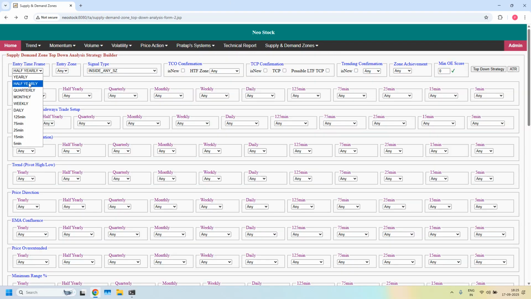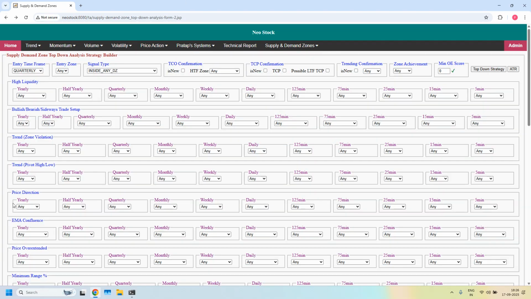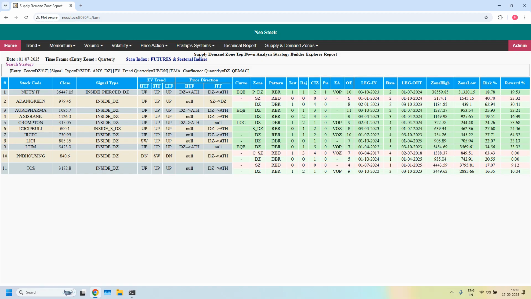Next time frame, quarterly. Stocks near quarterly demand zone, no stocks. Stocks near quarterly supply zone, also no stocks. Price closed inside the quarterly demand zone, we got 18 stocks. We can further filter this list based on the quarterly demand zone having quarterly EMA confluence, and also the trend on the quarterly should not be sideways. It can be up or down. We got 11 stocks.